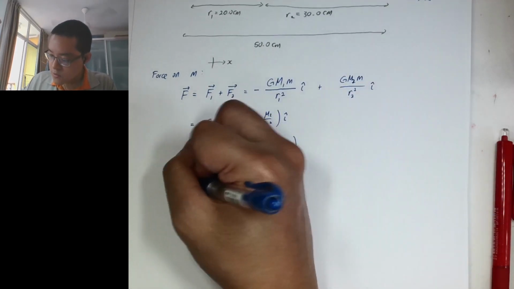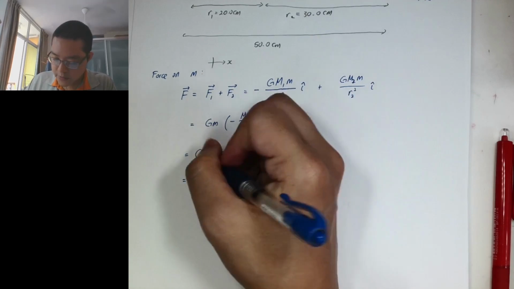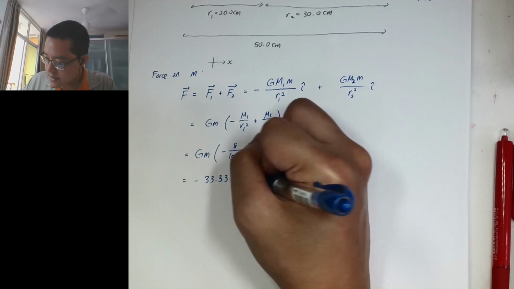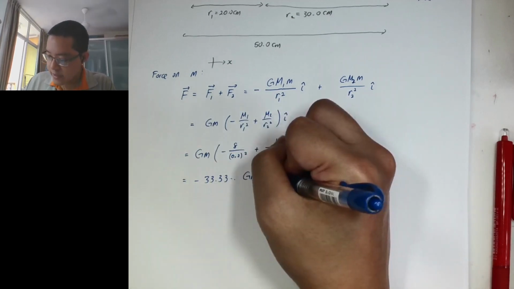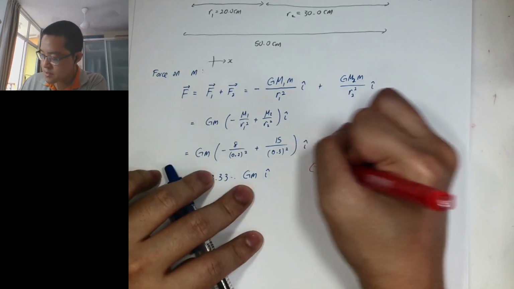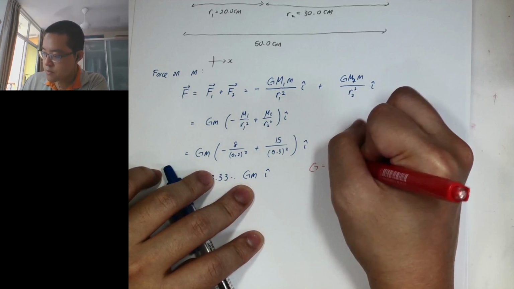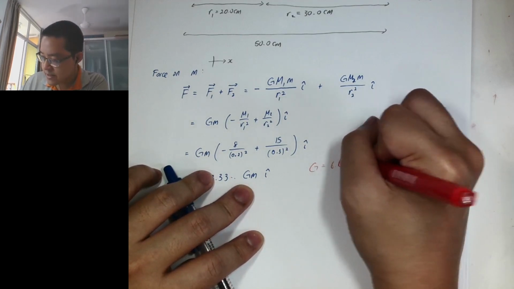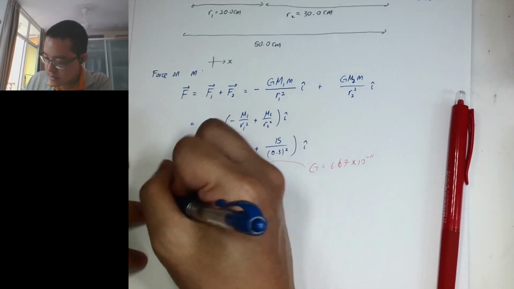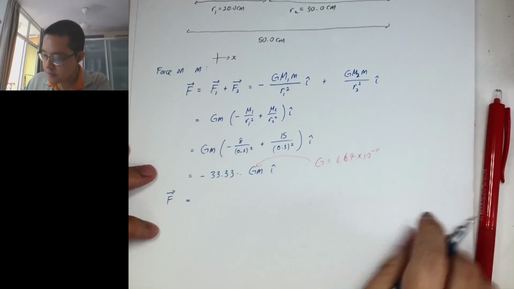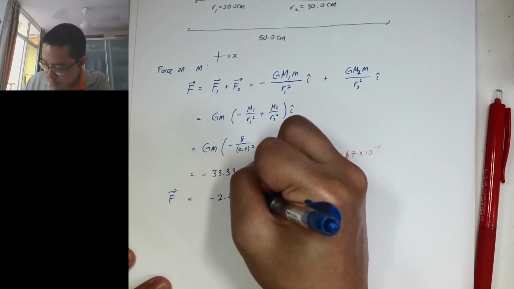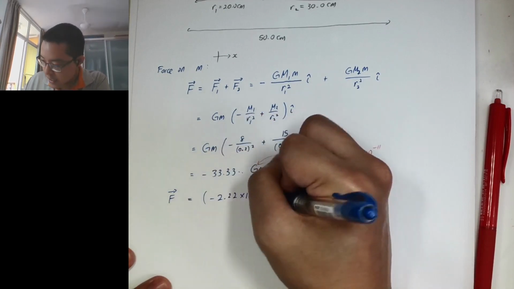Okay. So after you work out this number, you get minus, if I'm correct, minus 3.33 times g times m, and then i. Okay, and then also we should put in g, which is 6.67 times, I can never remember, right? So put this in here, and my vector equation for force is this times this, so it gives me negative 2.22 times 10 to the minus 9, and then times m.